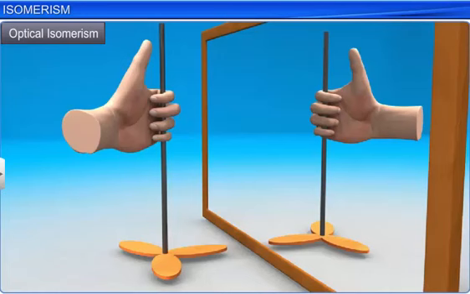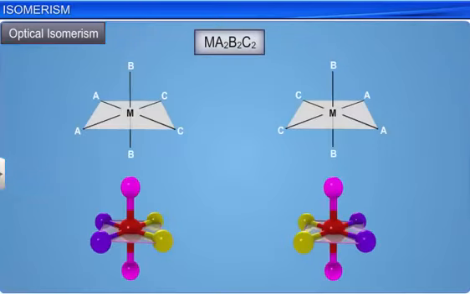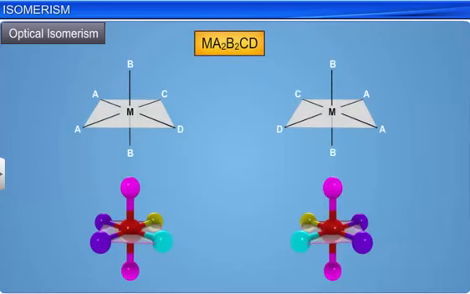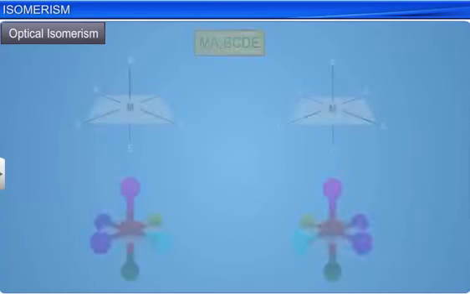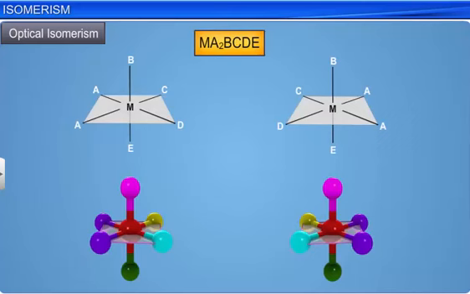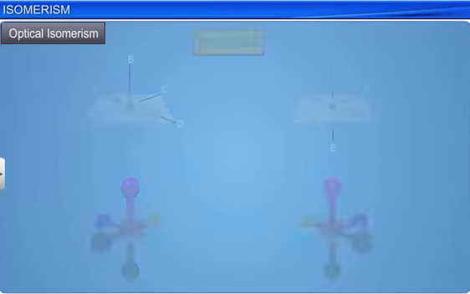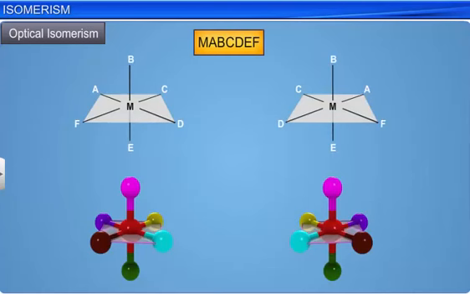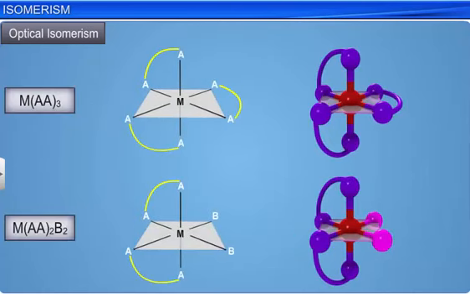Although optical isomerism is possible in a variety of octahedral complexes with unidentate ligands of the types Ma2b2c2, Ma2b2cd, Ma2bcde, and Mabcdef, we will restrict our discussion to complexes containing only bidentate ligands of the type M(AA)3 and complexes containing monodentate and symmetrical bidentate chelating ligands of the type M(AA)2b2.